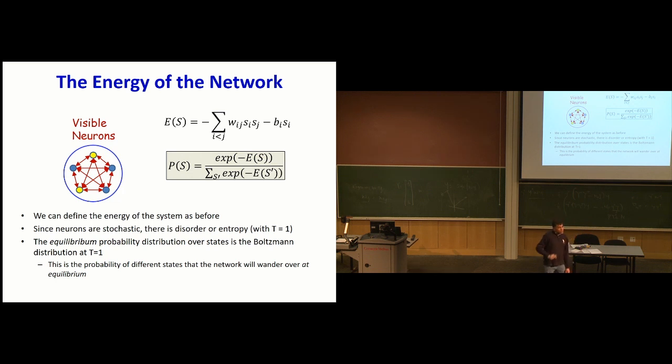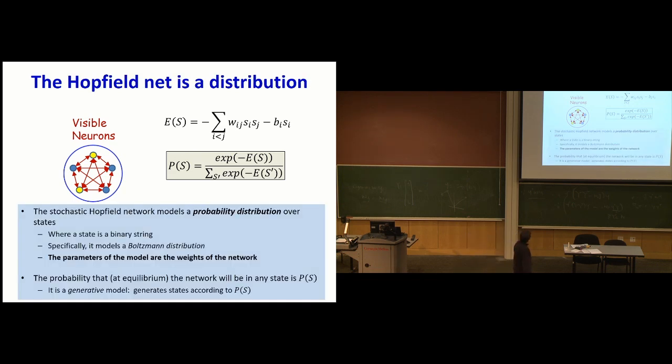Now, this leads us to another very interesting conclusion, right? What is that? So the equilibrium probability, the conclusion is that the system now no longer responds deterministically. At each time, it actually changes state, but it's going to change state with some probability. What is the probability with which it changes state? So consider this guy.